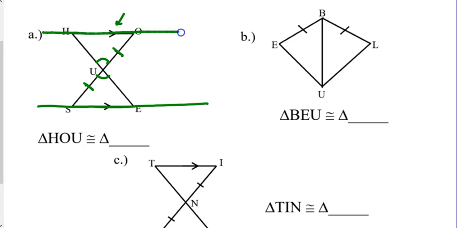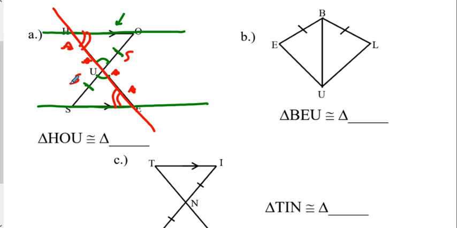I have two parallel lines right here. And I have a transversal. And what do we know about transversals? We know between parallel lines, alternate interior angles of the transversal are congruent. So, what do we have? We have AAS. Now, that's also a clue as to how it's going to lay out when we do our statement.